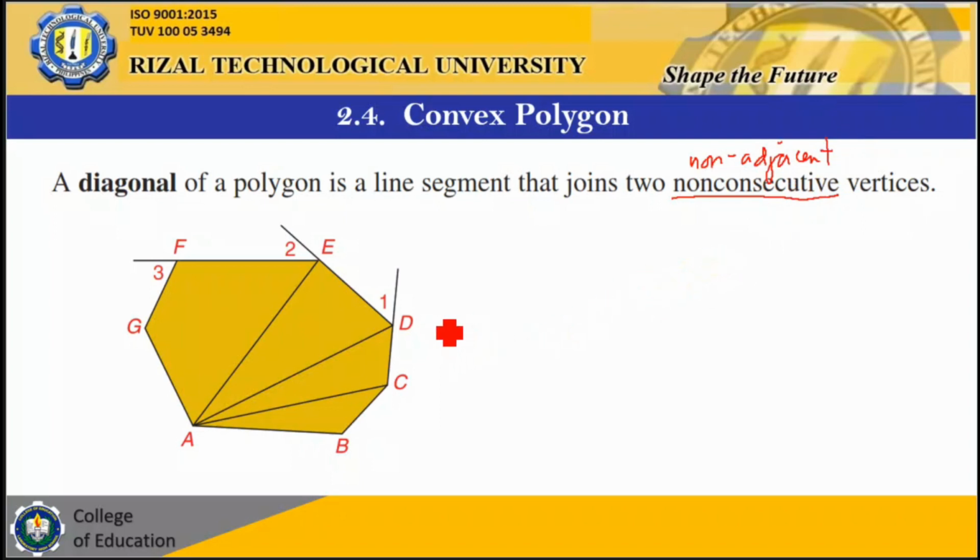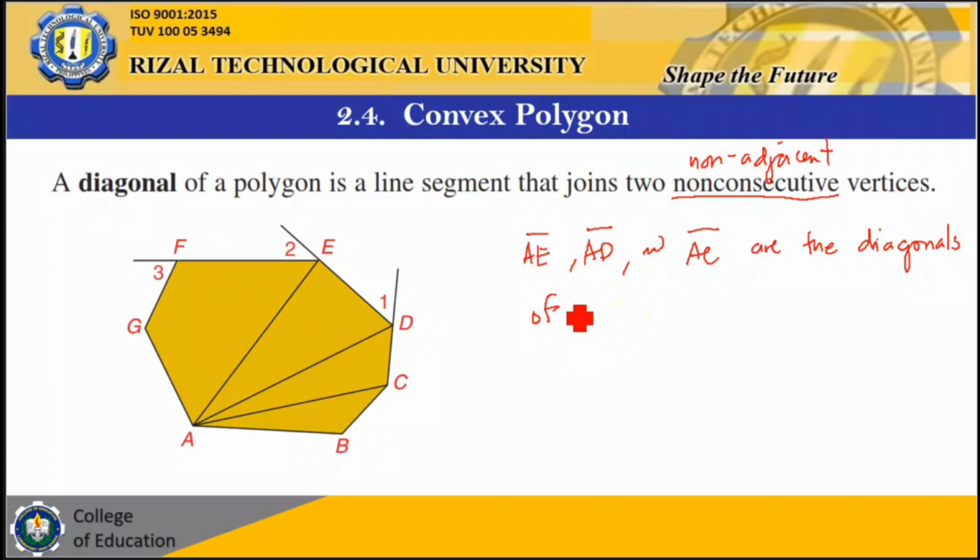So if we are to use the given figure, then we can say that segment AE, segment AD, and segment AC are the diagonals of what kind of polygon?